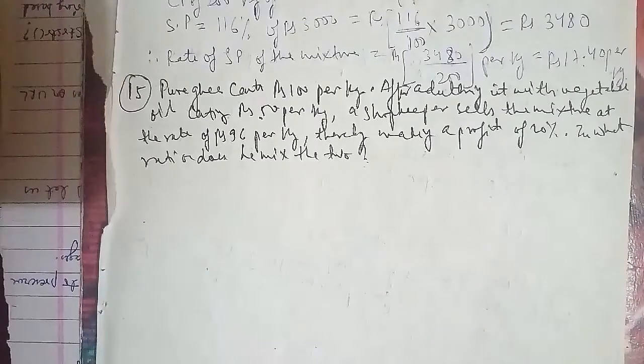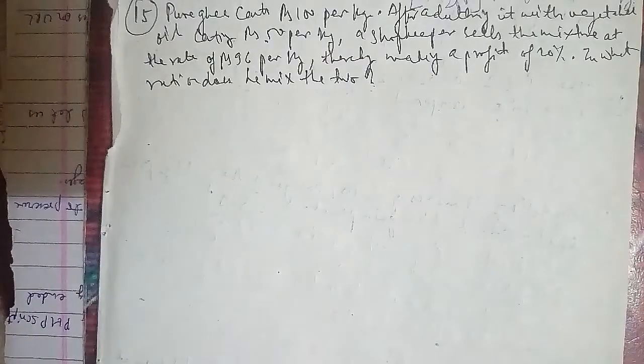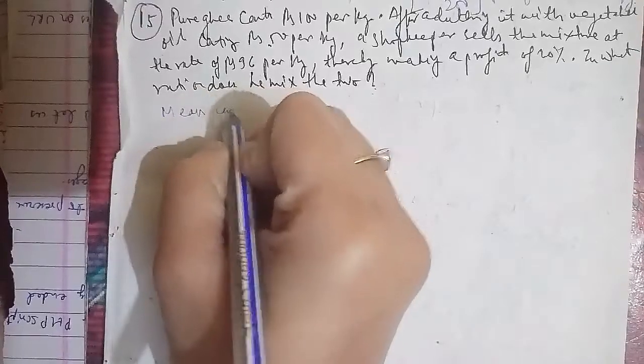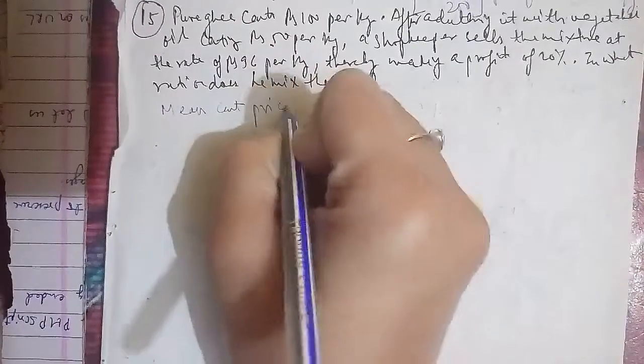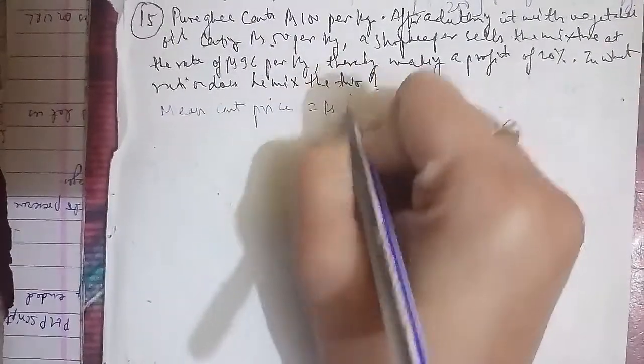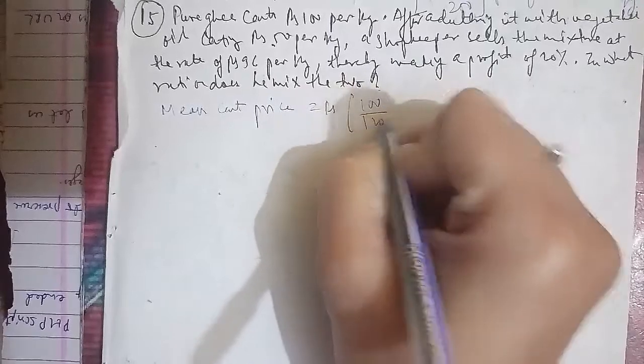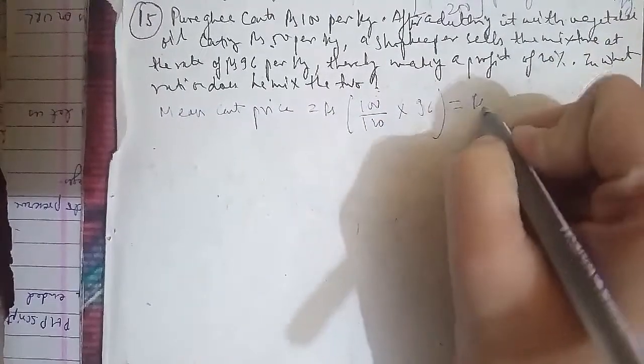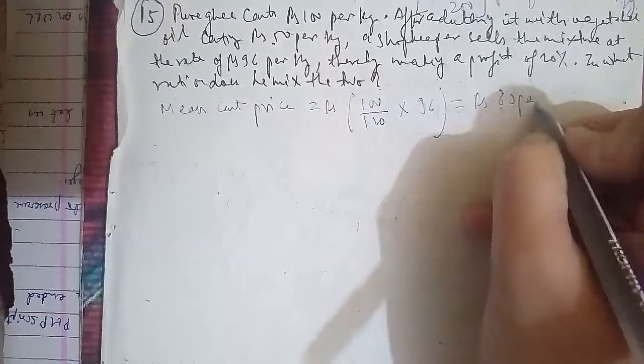So we'll find out the solution here as well, and that has been important, of course. With the same cases, we go ahead for this question as well, where we have to talk about the pure ghee. So the mean cost price is equal to rupees 100 upon 120 into 96, that is equal to rupees 80 per kg.